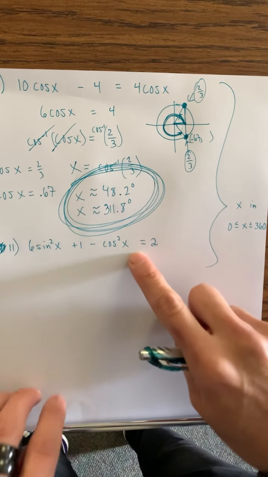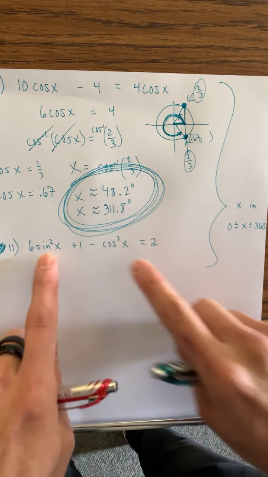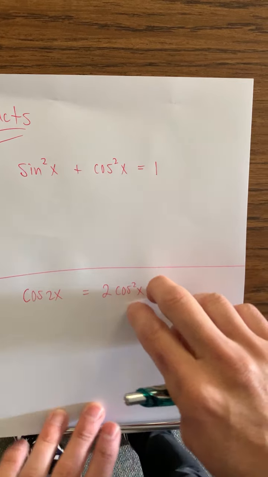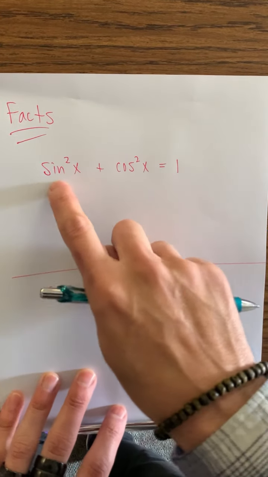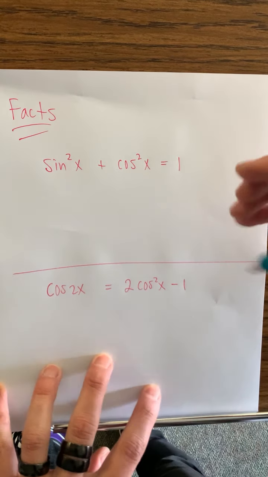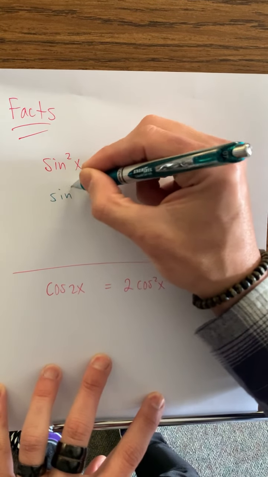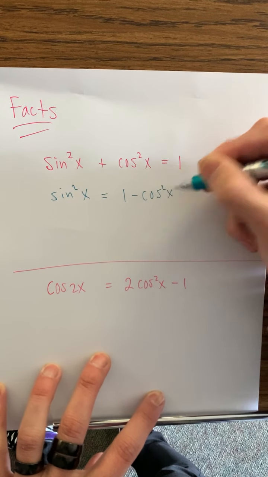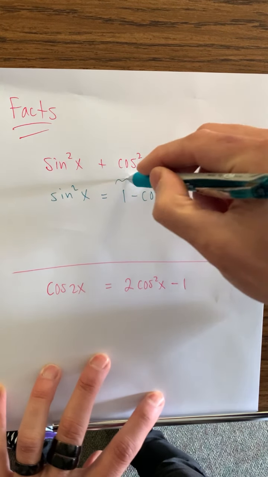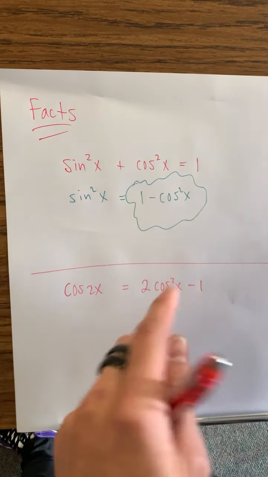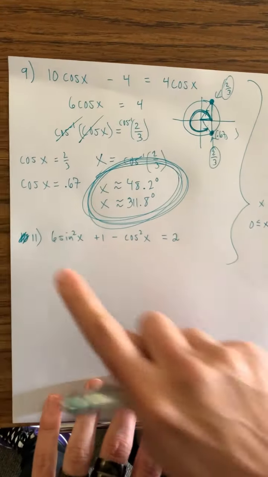Now looking at number 11, notice that we have sine squared and cosine squared. A quick FYI, remember that these are facts from a cheat sheet. This is one of those identities: sine squared plus cosine squared equals 1. What if you subtract cosine squared to this side? Then it says sine squared equals 1 minus cosine squared. So anywhere you see sine squared, you can replace it with 1 minus cosine squared. That's the substitution I want to use right here.